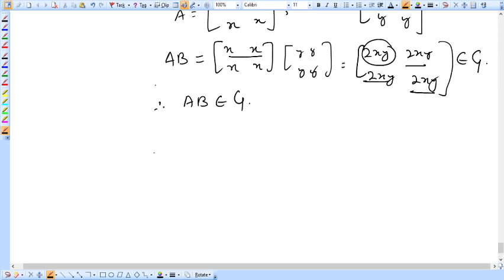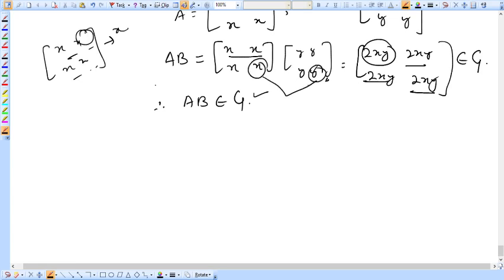Okay, because it is a 2x2 ordered matrix and also all four elements are equal, therefore it is an element of G. Because what kind of elements are in G? Those in which all four elements are equal and x is real, non-zero real. So see, this is non-zero real, this is also non-zero real, their product will also be non-zero real and their double will also be non-zero real, right? So therefore AB belongs to G.